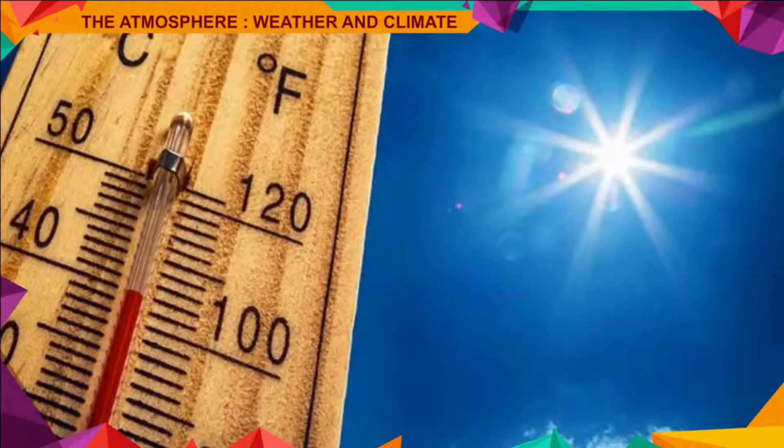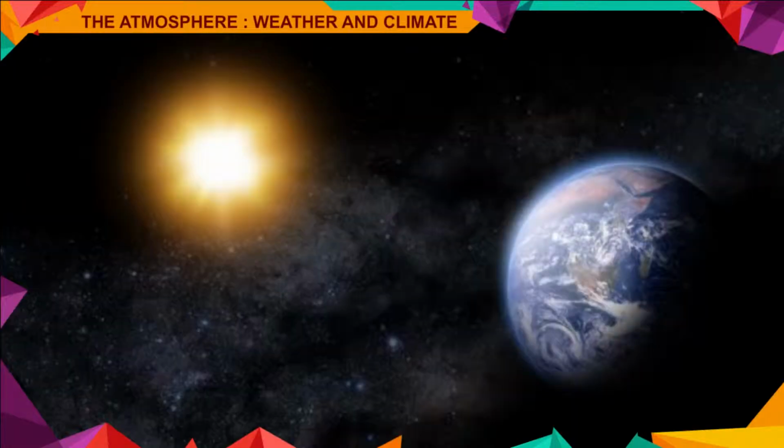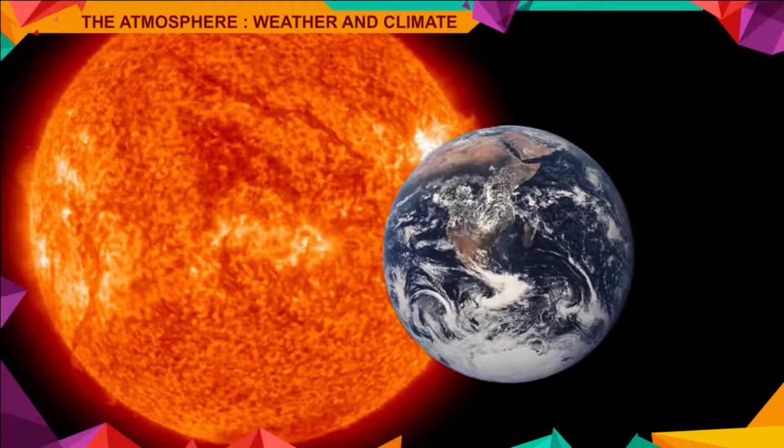Atmospheric temperature. The sun is the main source of heat and light for the earth. It radiates energy in all the directions. Being far away from the sun, the earth receives only a very small fraction of this energy. The solar energy received by the earth is called solar insolation. This insolation is the driving force to heat the earth's atmosphere.